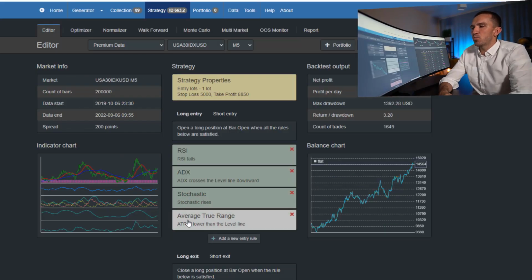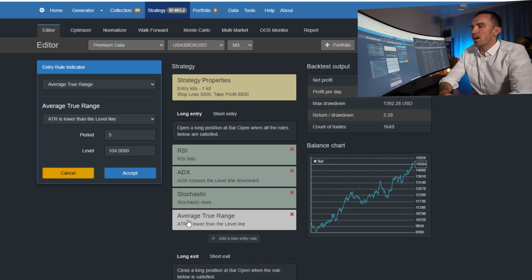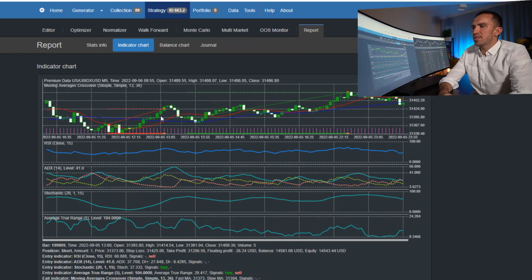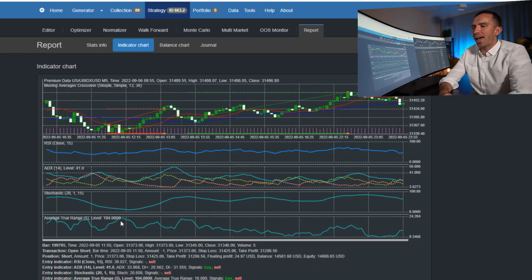And the last one we have is the ATR, the average true range, period 5 level 104, and we need to see the ATR lower than the level line. If I go to the very same example, you will see that at this moment the ATR is below the level line. It's actually way below it. Here it is 24.284, and we were looking for the ATR to be below 104.